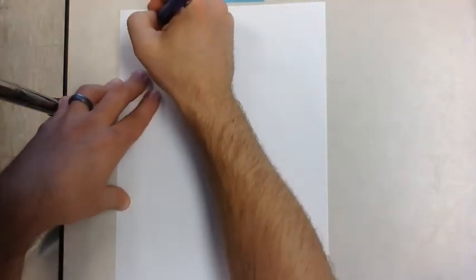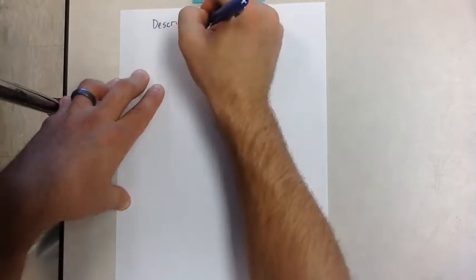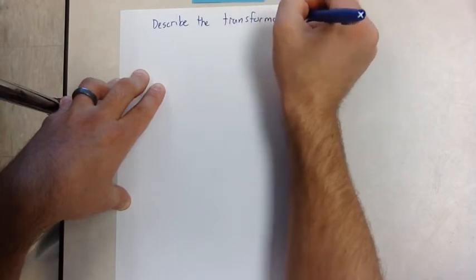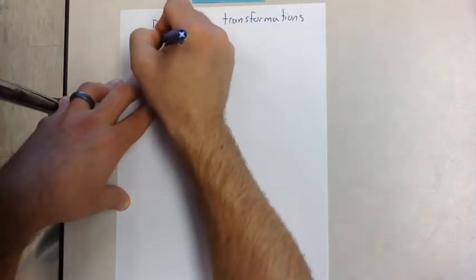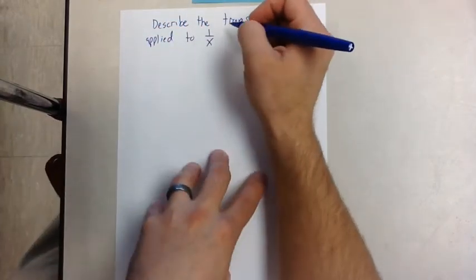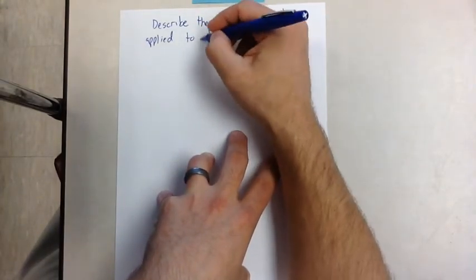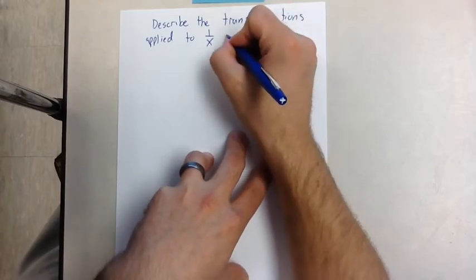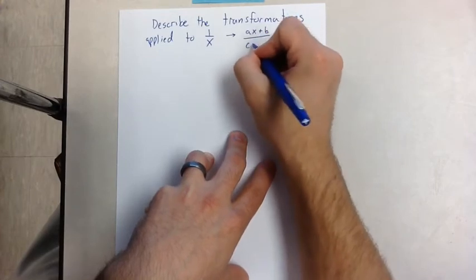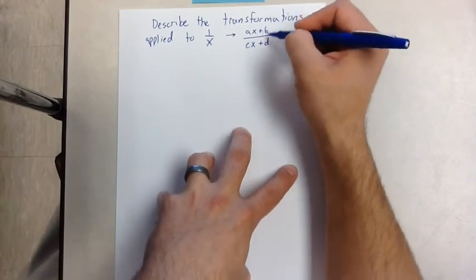So, we want to describe the transformations applied to 1 over x. I should say, whenever I apply transformations, it will take this function and give it this appearance. Not every time, but this is the type of rational function we achieve.